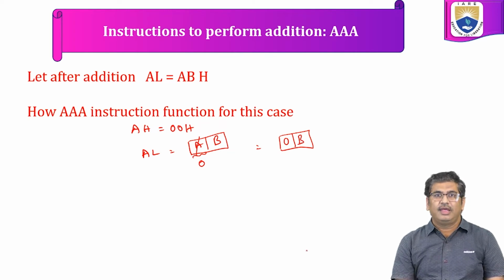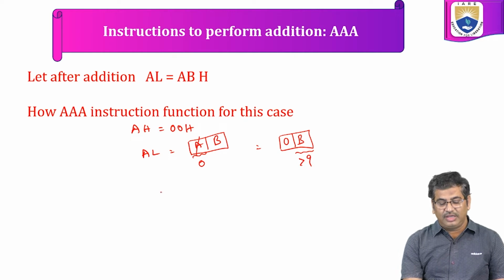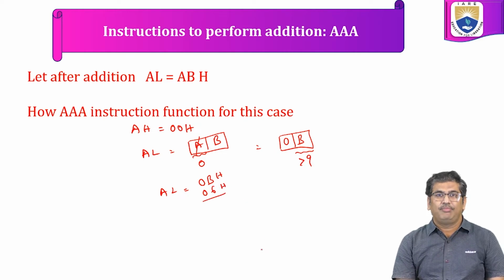Then examine the lower nibble. In this case, the lower nibble is 0BH, which is not a valid number, and it satisfies the condition greater than 9. So we have to add 06 to the AL register. Now the AL register content is 0BH, and to this we have to add 06H. B plus 6: B in decimal equivalent is 11, and 11 plus 6 is 17. It is in decimal. So B is equivalent to 11 in decimal.